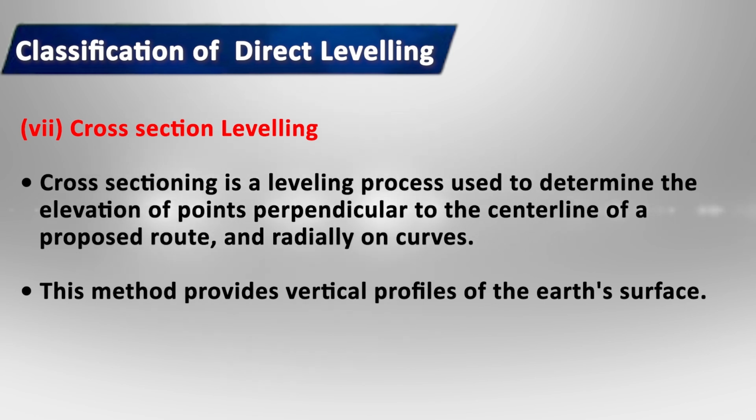Cross sectioning is a leveling process used to determine the elevation of points perpendicular to the center line of a proposed route and radially on curves. This method provides vertical profiles of the earth's surface. The detailed level data on either side of the route's longitudinal section is crucial for calculating the volume of earthwork required. Cross sections are plotted similarly to longitudinal section with both horizontal and vertical measurements using the same scale.